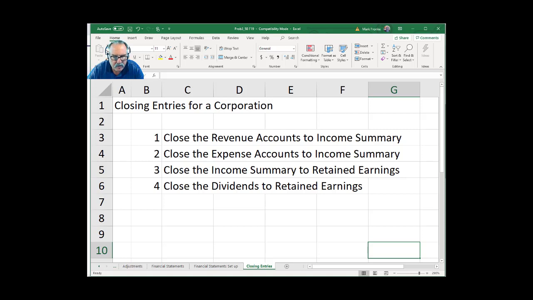Okay, so I'm going to prepare these 4 closing entries as adjustments and for problem 3.5b, and I'll be right back.